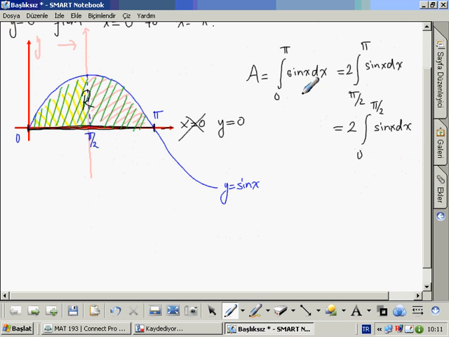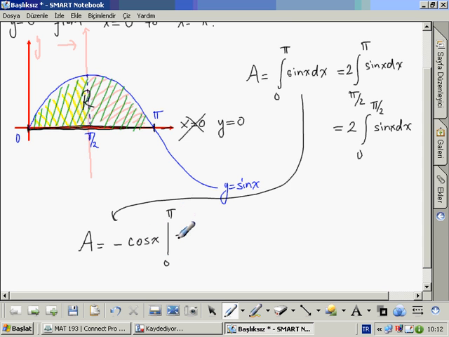And after that, let's use this integration. A equals the integral of sin x, which equals minus cosine x, evaluated from 0 to pi. It equals minus cosine pi, which is minus 1, minus cosine 0, which equals 1, so minus the quantity minus 1 minus 1, which equals minus minus 2, so it equals plus 2 unit square.